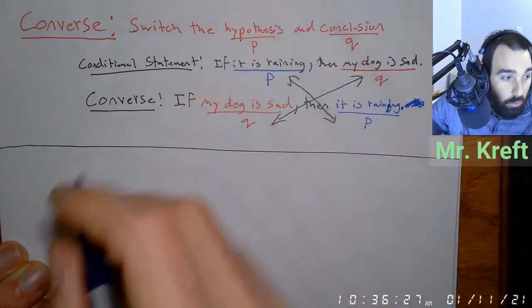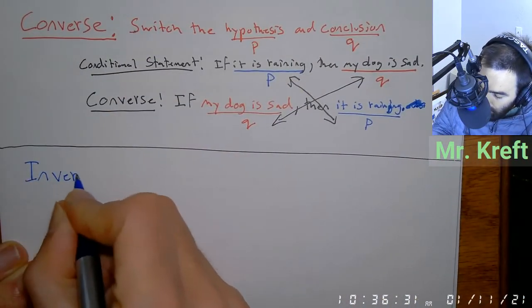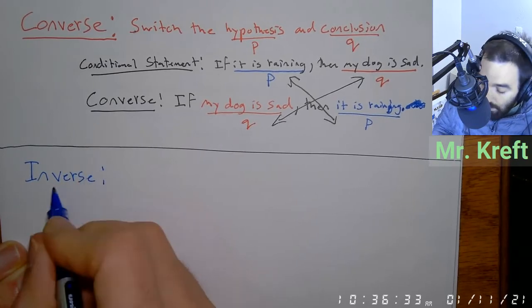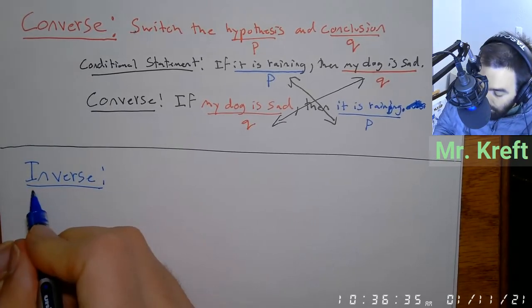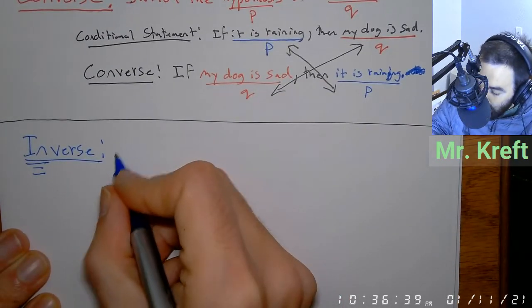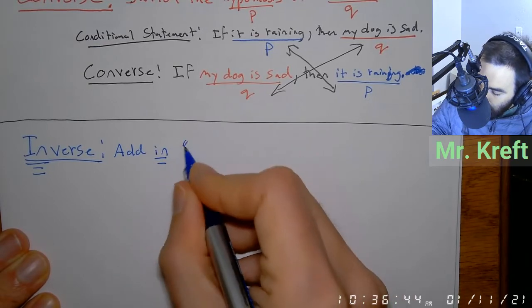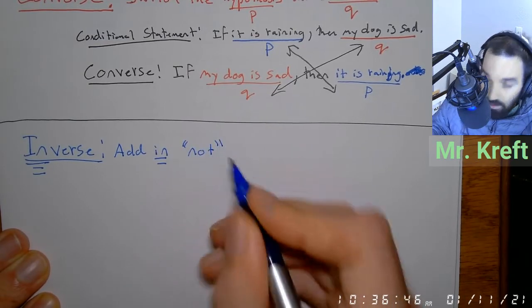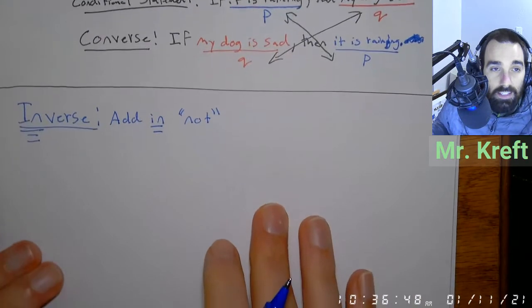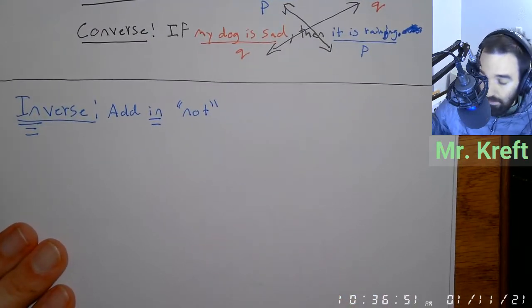All right, what's the next one? The next one is going to be the inverse. Now, when I look at inverse, I look at the first two letters, in. Okay, because I always like to say you're going to add in the word not. So the inverse is like the negation.